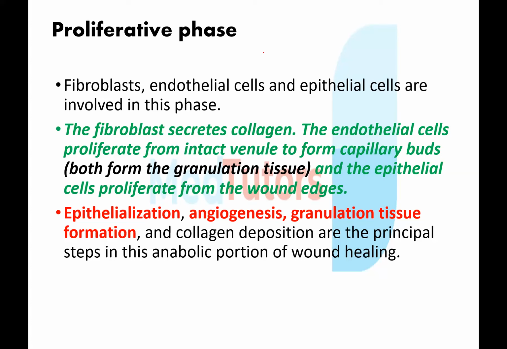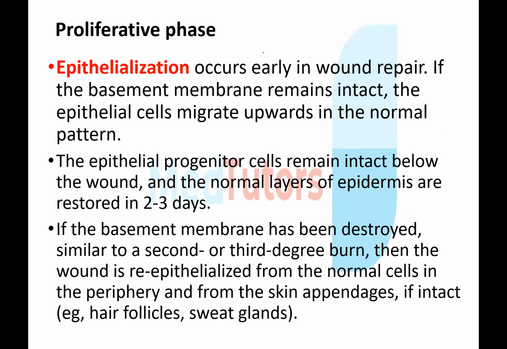Now, there is collagen deposition. These are the principal steps in the anabolic phase of wound healing. Now, epithelialization occurs early in wound repair. If the basement membrane remains intact, the epithelial cells migrate upward in the normal pattern. The epithelial progenitor cells remain intact below the wound, and the normal layer of epidermis is restored in 2 to 3 days. That's why after surgical incision, it's a clean wound.